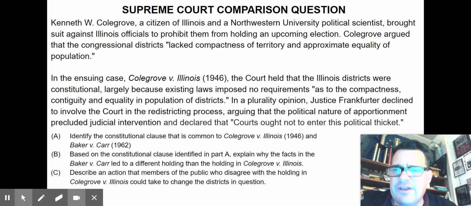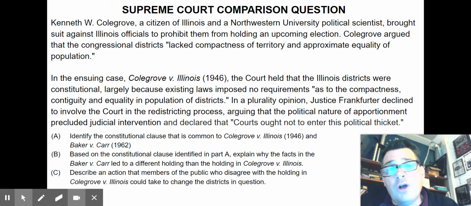A, identify the constitutional clause that is common in Colgrove versus Illinois and Baker v. Carr. So Baker v. Carr, oh, okay, I know what the constitutional clause is. You should be able to answer that question right now, or you could theoretically answer it. By the way, in a little bit, you'll need a piece of paper in order to actually answer those questions, and I'll give you feedback. So make sure you're ready with that.